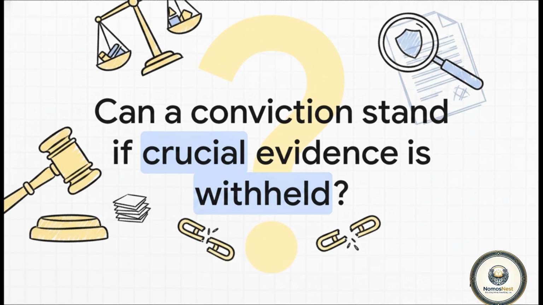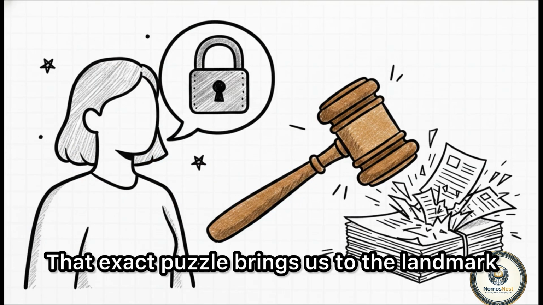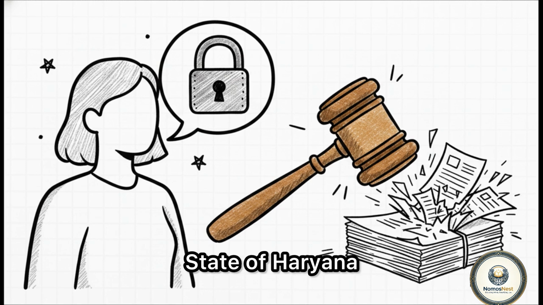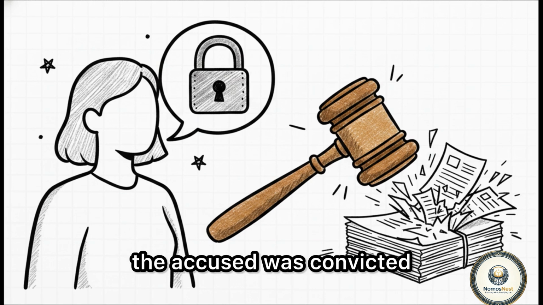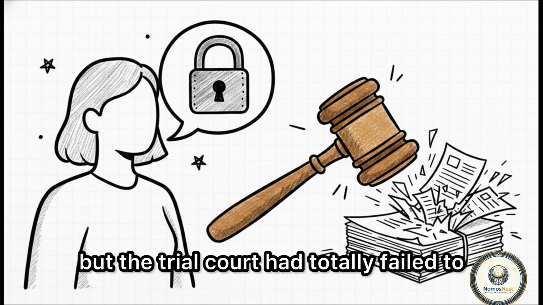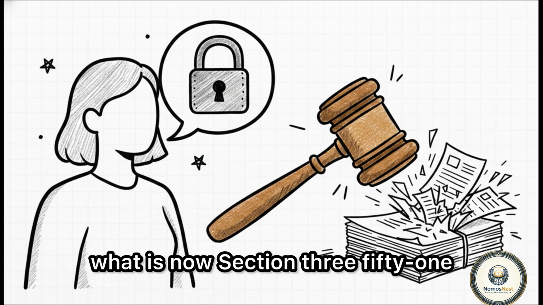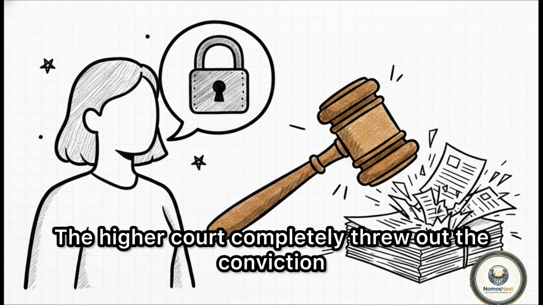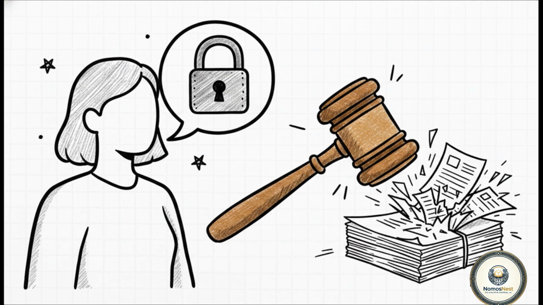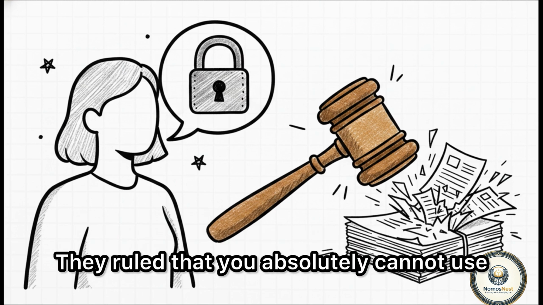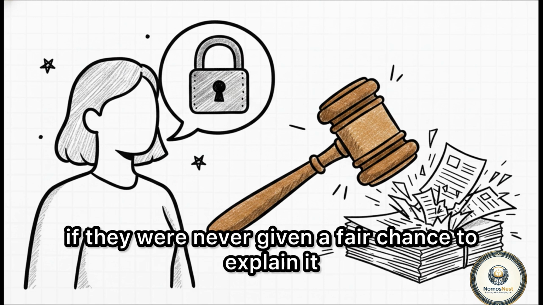Let's find out. That exact puzzle brings us to the landmark case of Narsingh v. State of Haryana. In this specific case, the accused was convicted, but the trial court had totally failed to put certain incriminating facts to them during their examination under what is now Section 351. And guess what? The higher court completely threw out the conviction. They ruled that you absolutely cannot use evidence against someone if they were never given a fair chance to explain it.